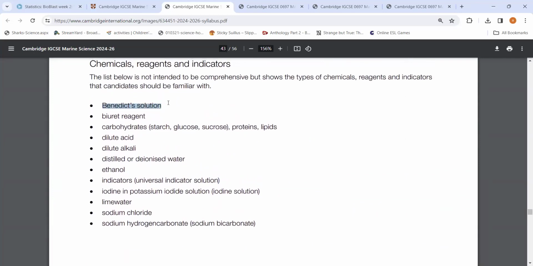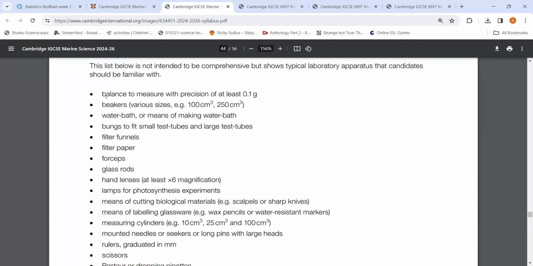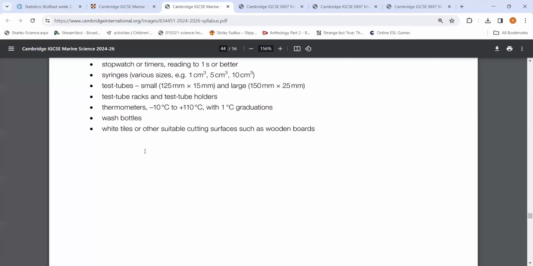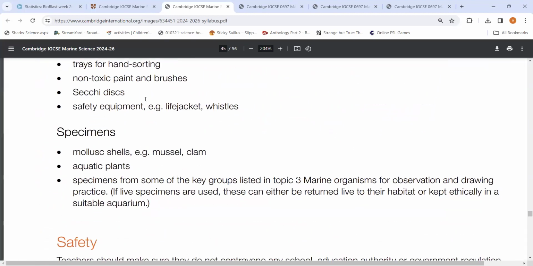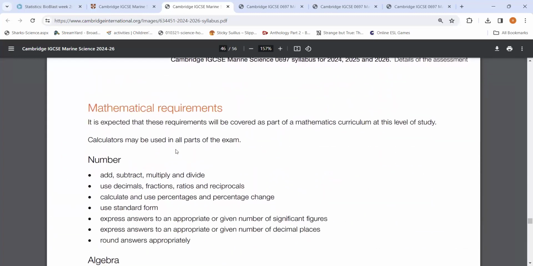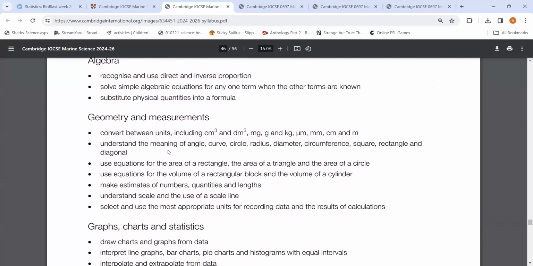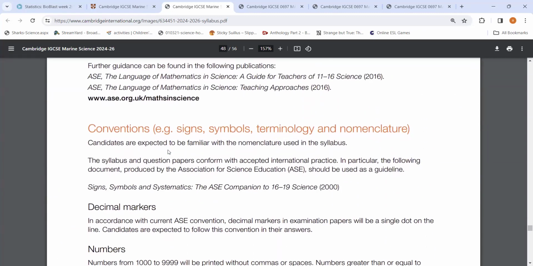So, like these, Benedict's solution, it's what we talk about when we test for glucose, for example, or biuret when we talk about testing for protein in food. We talk about indicator solution. Some of these are very basic, like use of an electronic balance or beakers. But it's just giving you a nice idea of basic pieces of equipment you might want to mention in some of your answers. For ecology, quadrats, transects, Secchi discs. So it goes through things you might want to know, and also has a list of the mathematical things that you might need for this as well. Okay, so if you're unsure on what you need to know, this will help. So yeah, super, super useful.